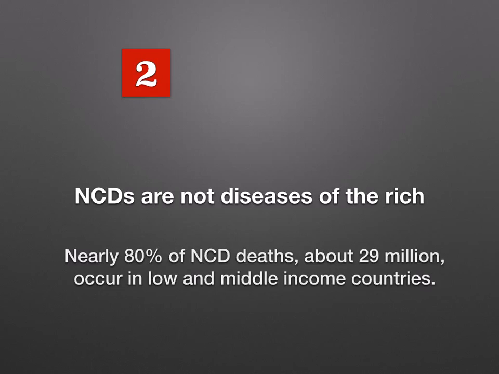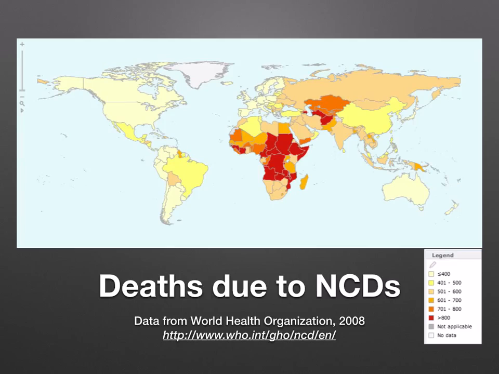NCDs are not diseases of the rich. Nearly 80% of NCD deaths, about 29 million, occur in low and middle income countries. As you can see from this map, 90% of these premature deaths, meaning that these people passed away before the age of 60, occurred in low and middle income countries. Many are African nations such as Chad, Sudan, Somalia, and Ethiopia, and Central Asian countries such as Afghanistan and Turkmenistan.